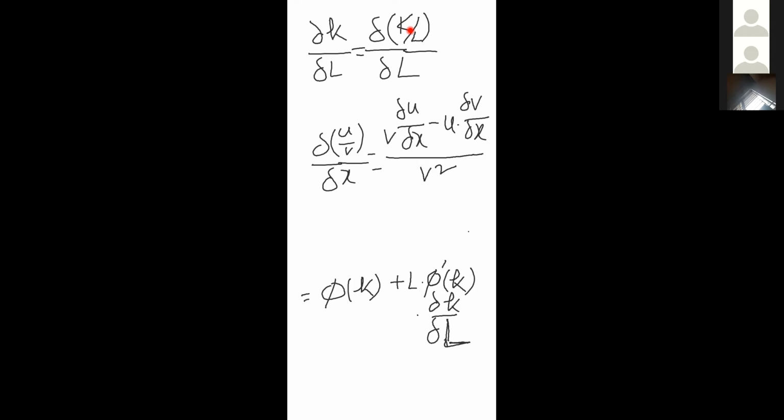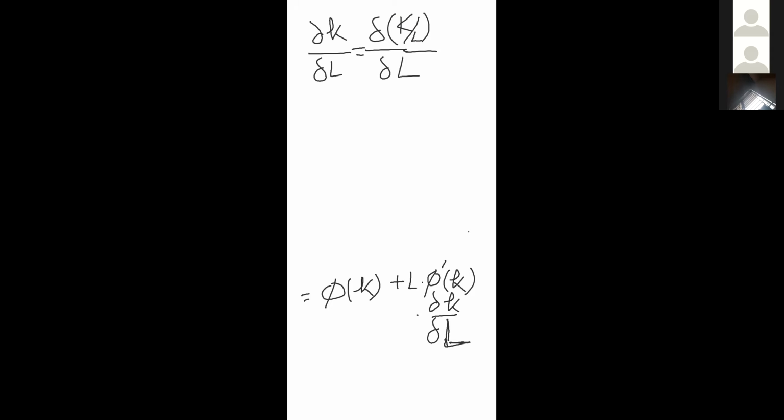Okay. So we have to use this formula to calculate this one. Here K means U, L means V. Then you have to tell me how we can write this formula. So we have to divide it by what? L.